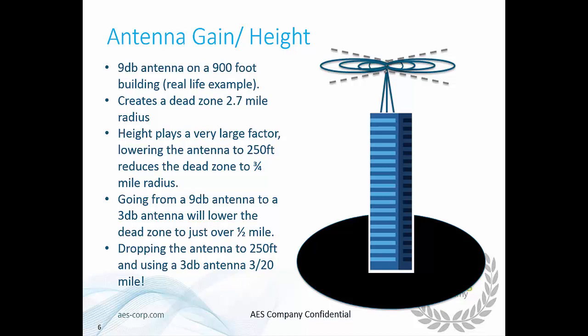a mile. Going from a 9 dB antenna to a 3 dB antenna will lower the dead zone to just over a half a mile. And then doing both, dropping the antenna to 250 feet and using a 3 dB antenna will drop the dead zone to just over 1/10 of a mile.